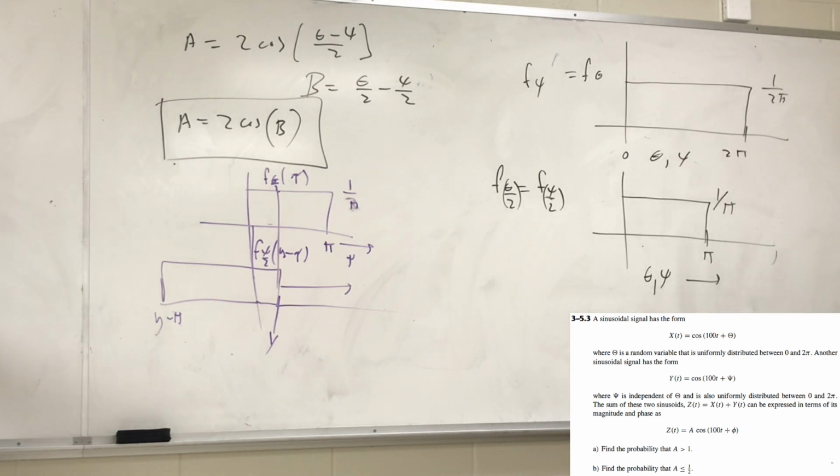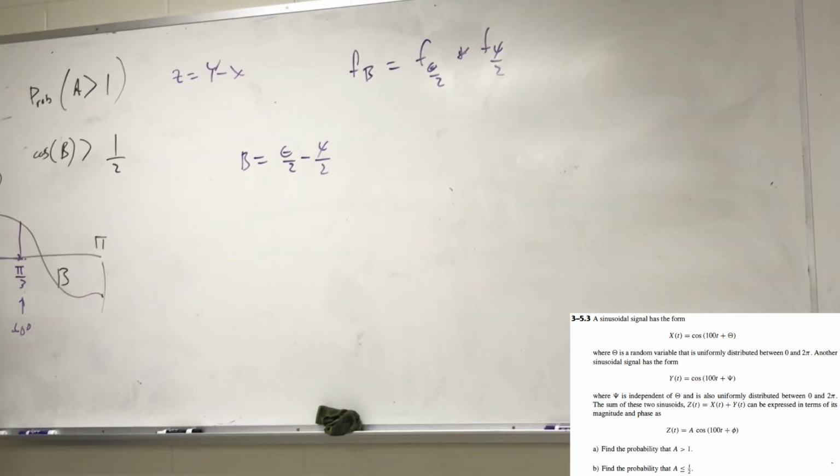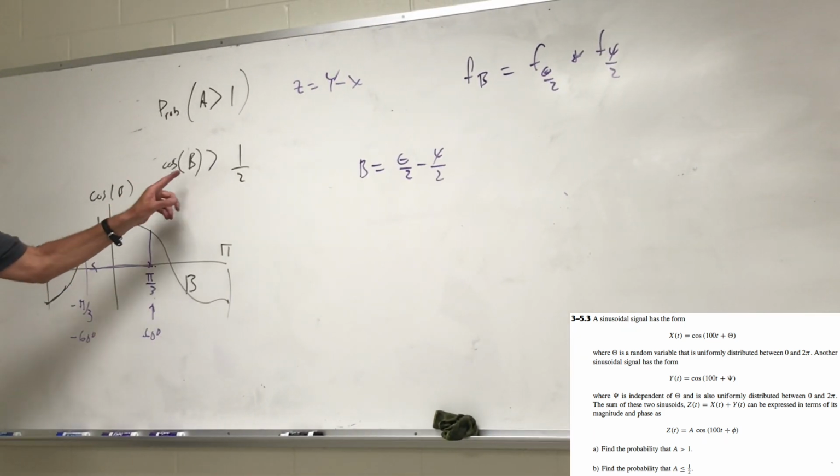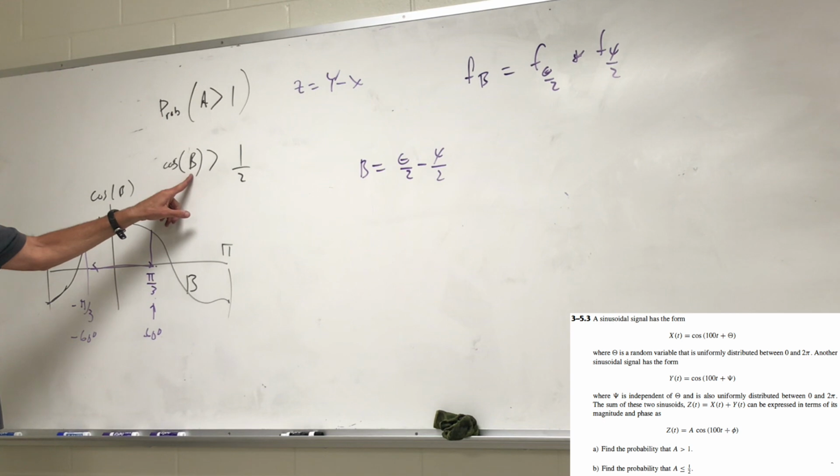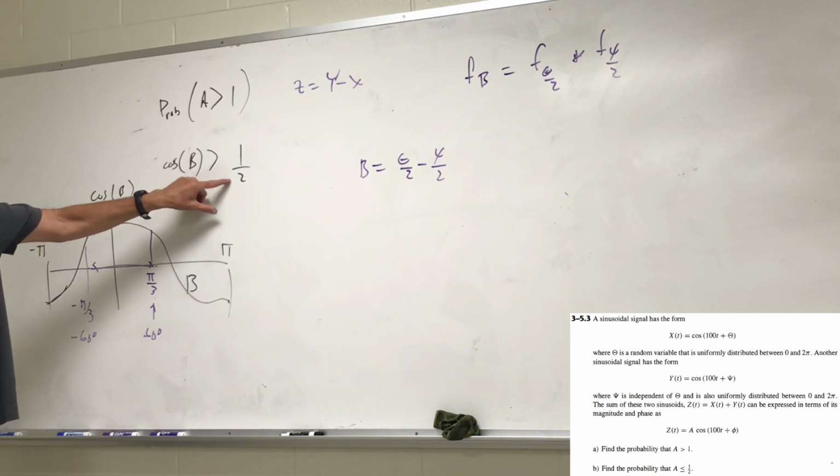See, we got the range. Hold it. We got the range once we had a defined. Then we got the range of beta. Remember that? We said a greater than 1. A was 2 times the cosine of theta minus psi over 2. Do you remember that? So this is what we have to figure out.